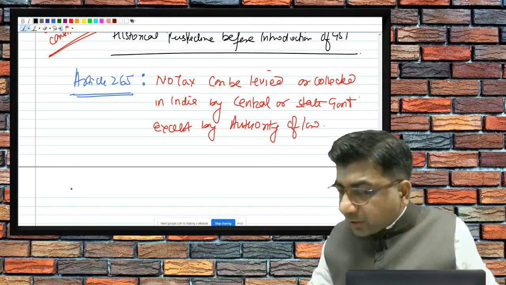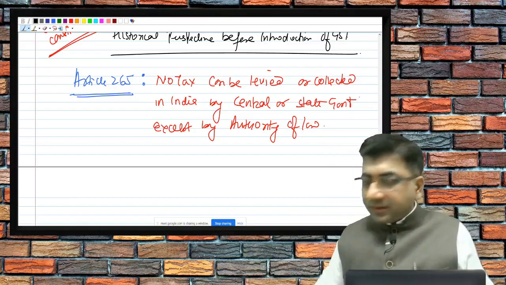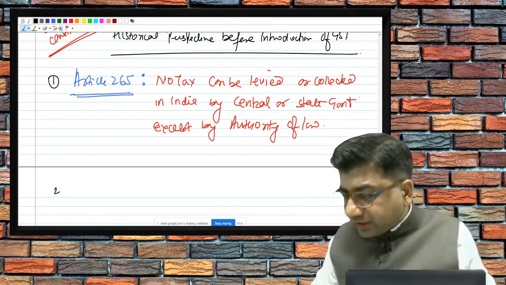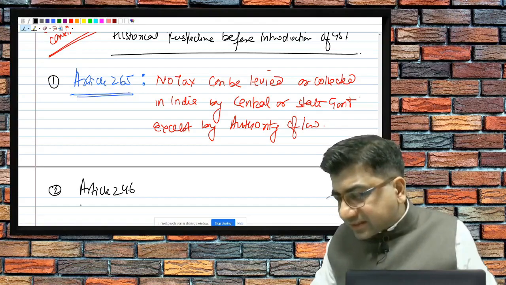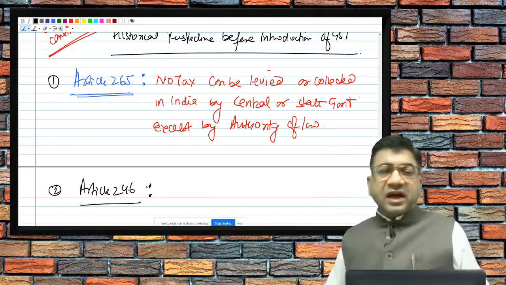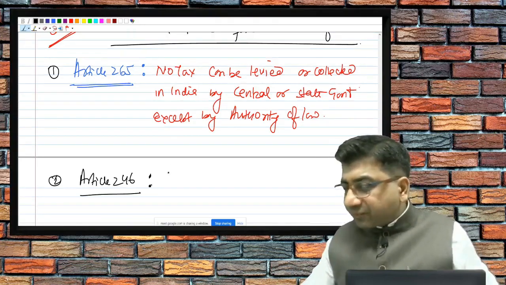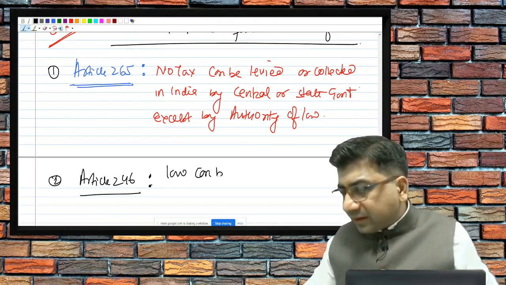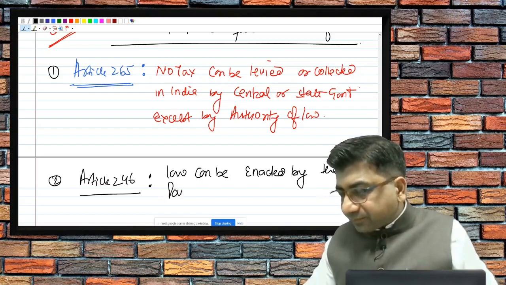Now, do you know in which article this power is given? The second article which you need to know is Article 246 of the Constitution, which says law can be enacted by the parliament.